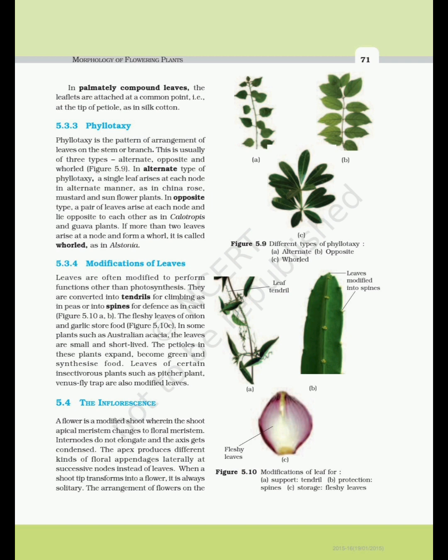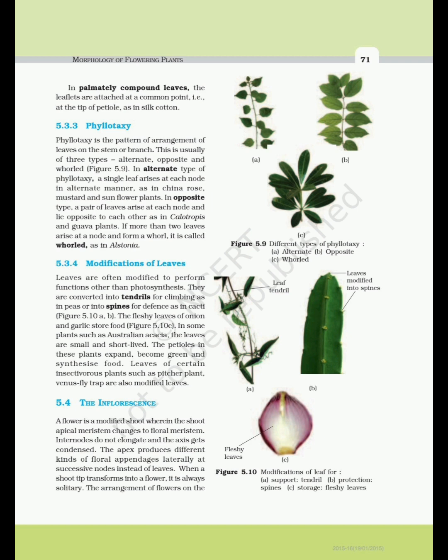5.3.4 Modifications of leaves. Leaves are often modified to perform functions other than photosynthesis. They are converted into tendrils for climbing, as in peas, or into spines for defense, as in cacti. The fleshy leaves of onion and garlic store food. In some plants such as Australian acacia, the leaves are small and short-lived. The petioles in these plants expand, become green and synthesize food. Leaves of certain insectivorous plants such as pitcher plant, Venus flytrap are also modified leaves.